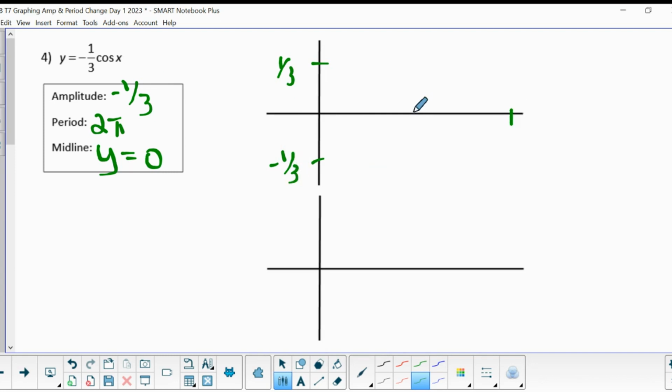And then again, we want our 4 additional markings here. Since the period didn't change, all of these values from before are the same. This is really hard to do with the mouse.